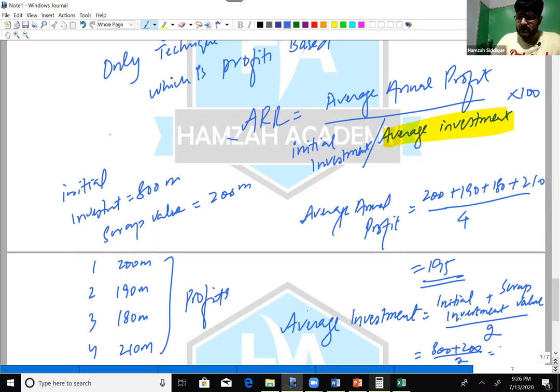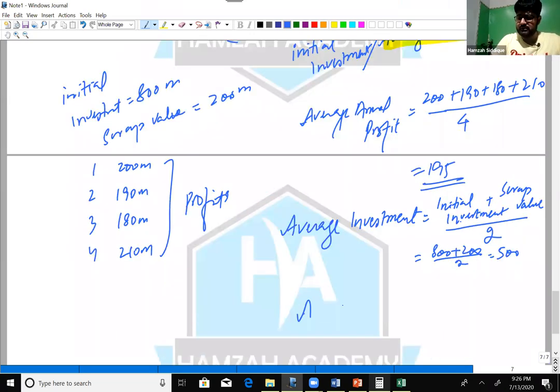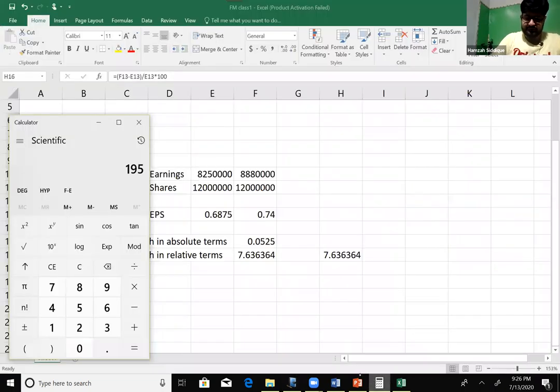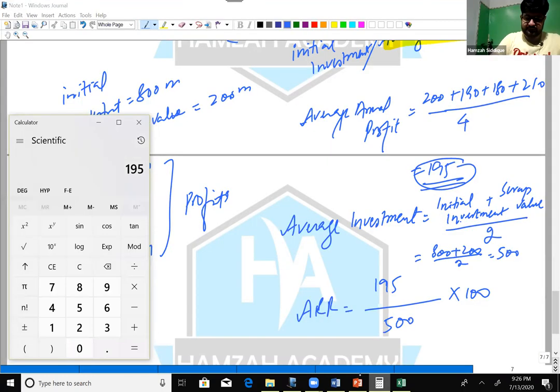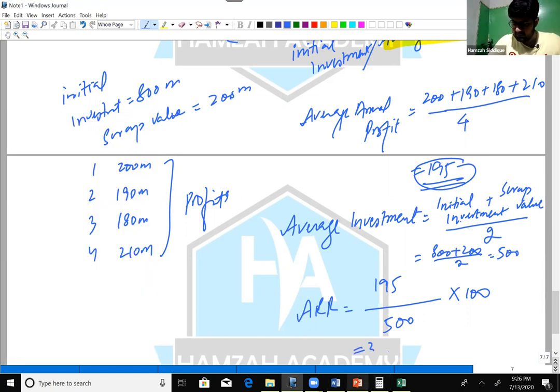Now, accounting rate of return. Average annual profit is here, average investment is here, cross 100. 195 divided by 500 is 39%. That is the ARR.